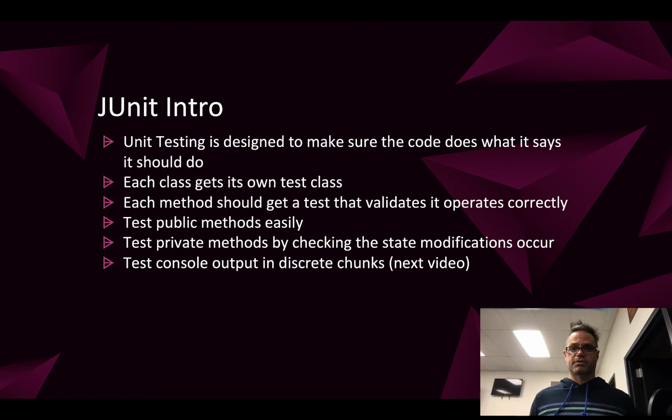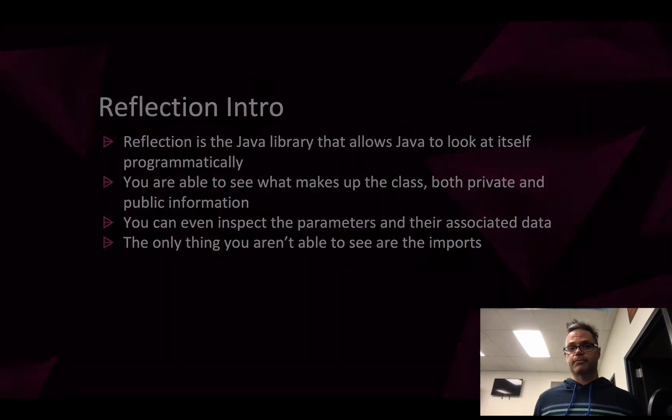And I've got a video that talks about that too. What we can also do is test the console output in discrete chunks. I'm going to introduce that in one of my next videos later this week, so you can work on that as well and use that as a resource. But with JUnit, you basically do any test you want to do. You can validate that the code does exactly what you want and check it by method chunks. That's the quick introduction.